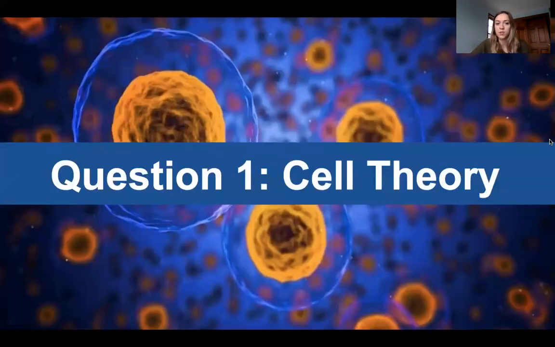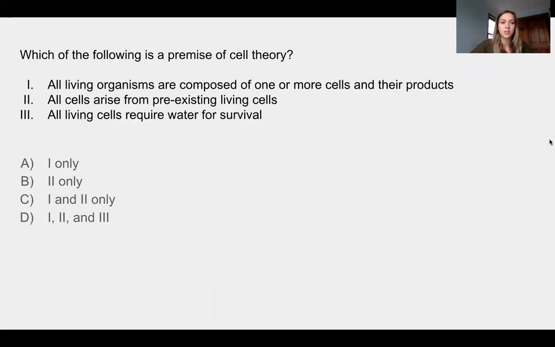All right, so our first question is going to be about cell theory. The question states, which of the following is a premise of cell theory? 1, all living organisms are composed of one or more cells and their products. 2, all cells arise from pre-existing living cells. And 3, all living cells require water for survival. So now you can take a minute, pause the video, try not to take more than 2 minutes to answer the question, and just restart when you answer it.